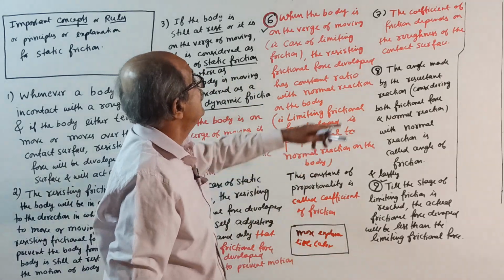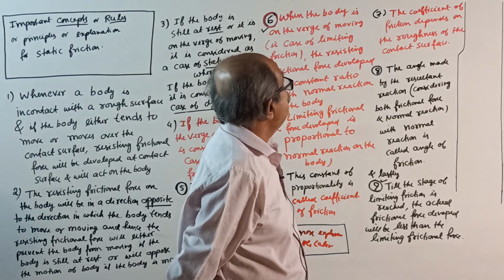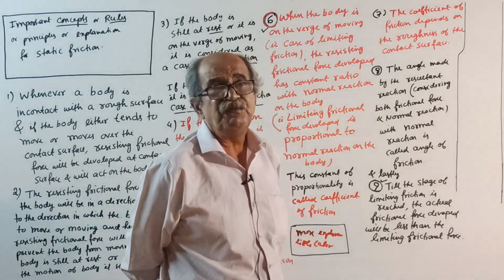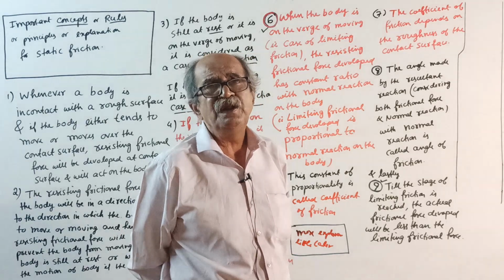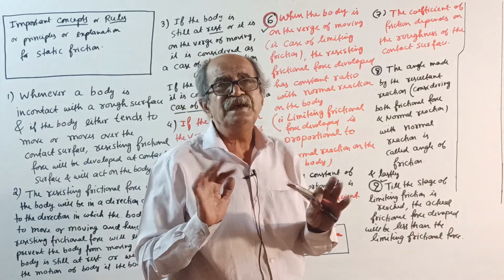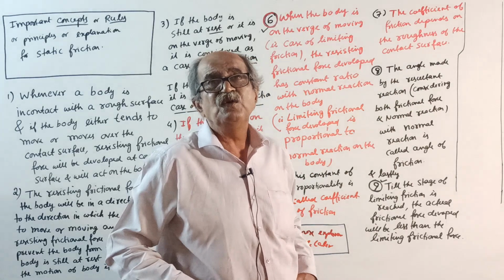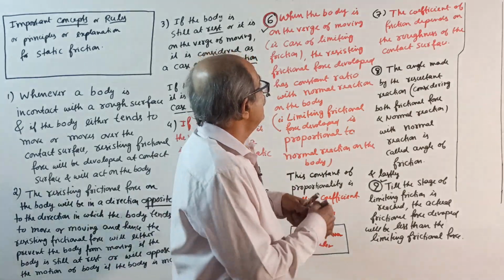Once again, next. Seventh one, the coefficient of friction depends on the roughness of the surface. It does not depend on the area of contact. You can make a note. Sufficient. It depends on the roughness of the contact surface. How rough the surface is, that is what the coefficient of friction depends on.